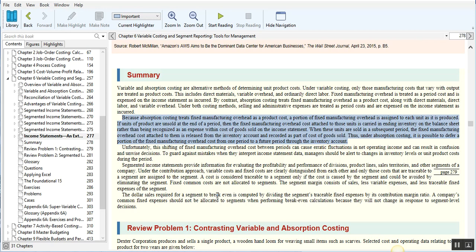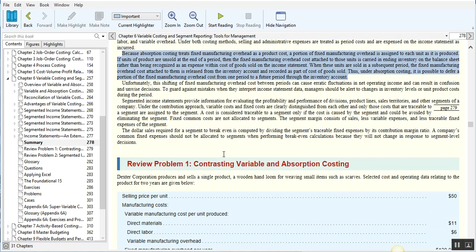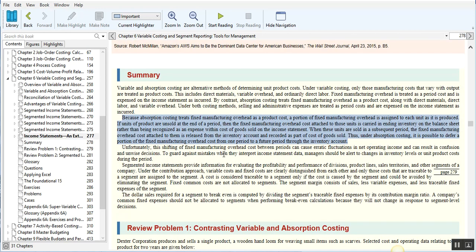Thus, under absorption costing, it is possible to defer a portion of the fixed manufacturing overhead cost from one period to a future period through the inventory account. That's probably one of the more important ideas or concepts to get a hold of in this chapter. Anyway, that's it for chapter 6.